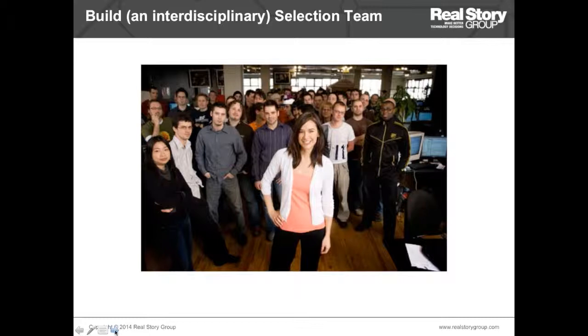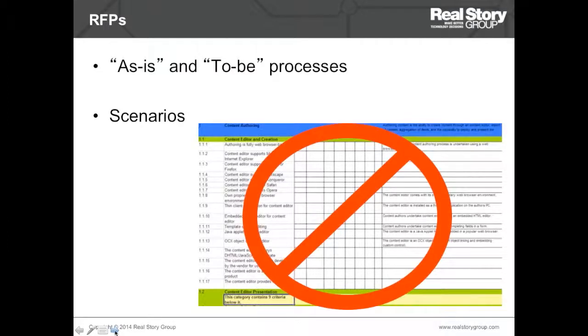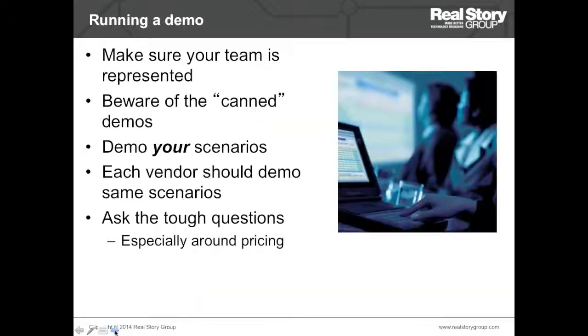Make sure you have an interdisciplinary team. Don't just have the marketing people or don't just have the IT people. Make sure you're covering a broad brush across your organization. I mentioned the RFPs. Don't go overboard here. Focus on your next process. What do you want your process to be like? You basically describe your dream. This is your opportunity to think big. This is your opportunity to describe where you want to go with your marketing goals.